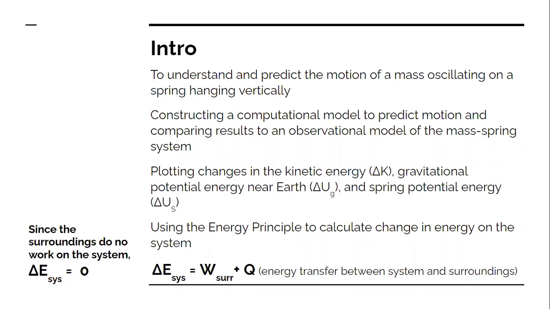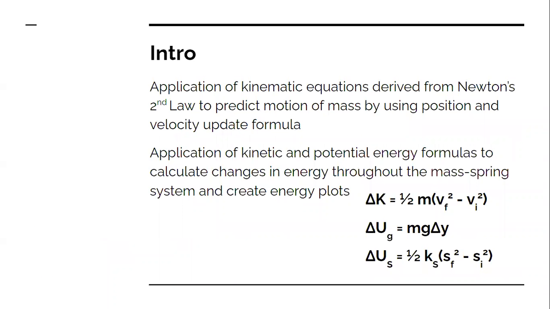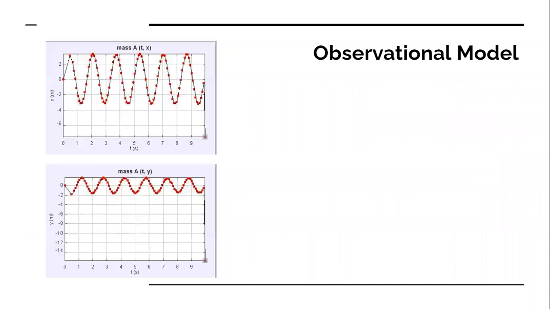We can also assume that since we know the surroundings do no real work on the system, the total energy change of the system is also going to be equal to 0. We also need to apply a few kinematic equations that we can derive from Newton's second law to predict the motion of the mass by using position and velocity update formulas, and also apply some kinetic and potential energy formulas to calculate the changes in energy throughout the system.